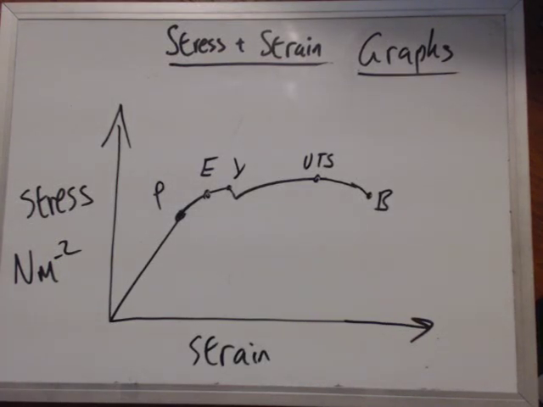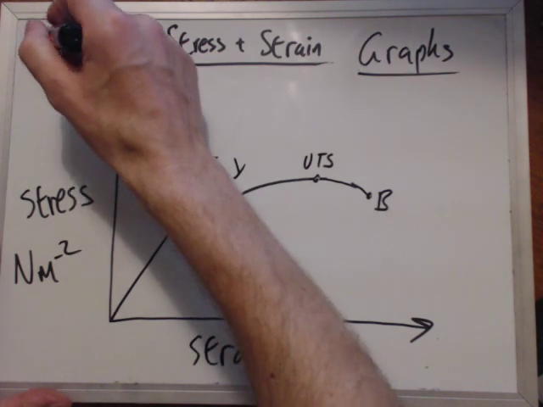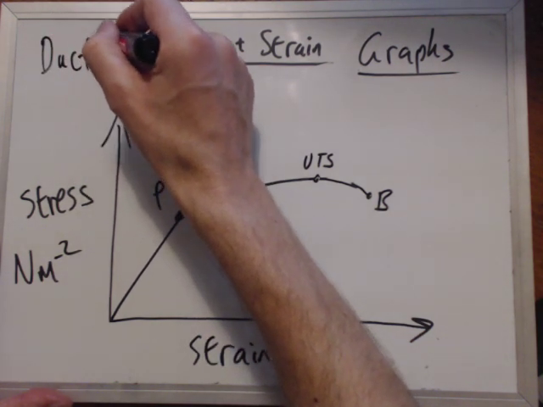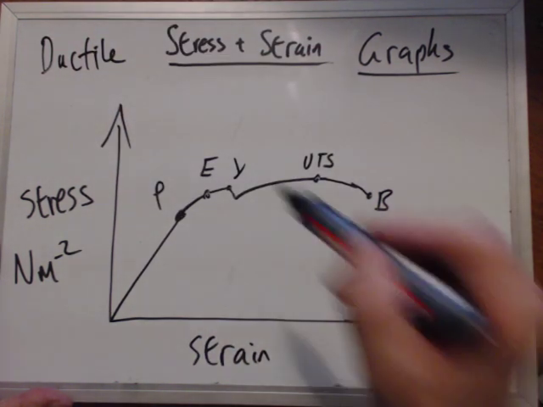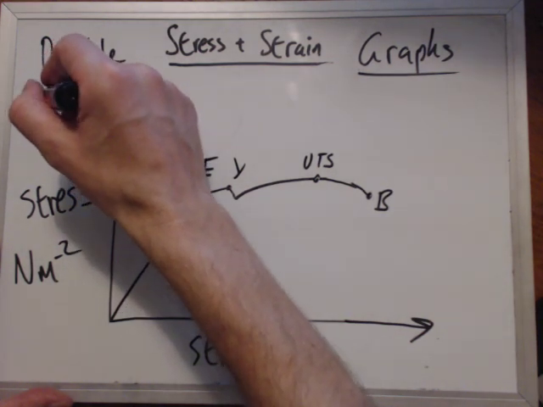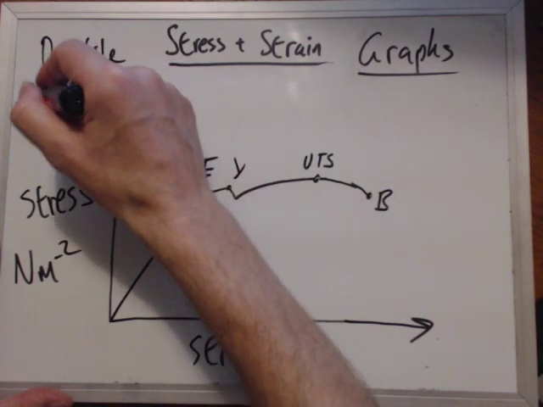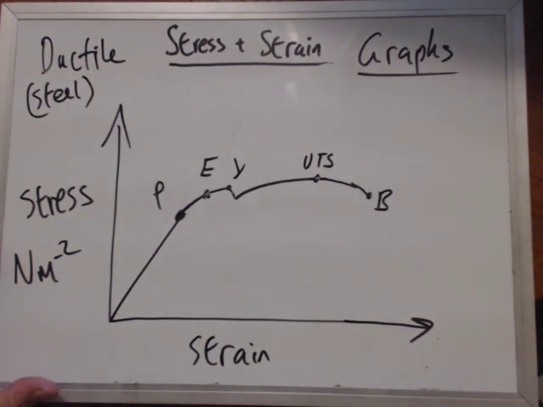Hello, in this video we will look at a stress-strain graph for a ductile material such as a metal, say for instance steel.